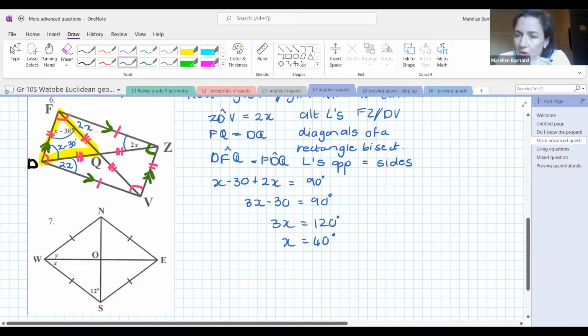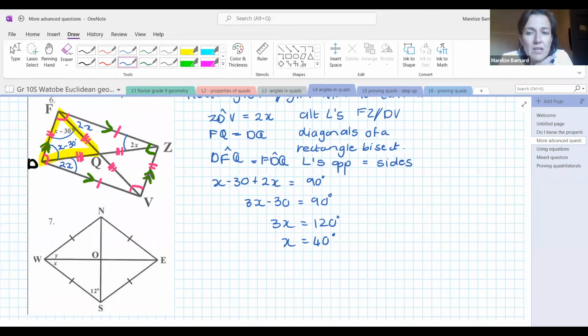Okay, Tequila asks, is triangle FDQ not an equilateral triangle? No, it's not equilateral. FD is not equal to the two other sides, unfortunately. So that's why it's isosceles. Yes, Unati, let's hear from you.